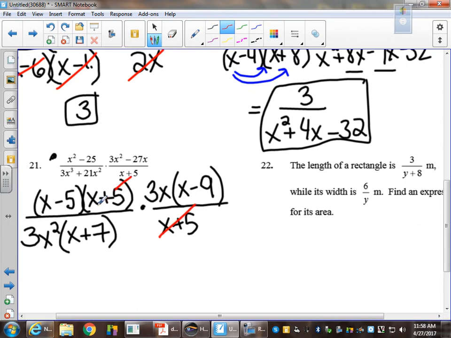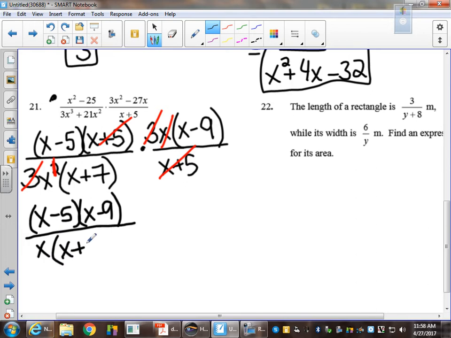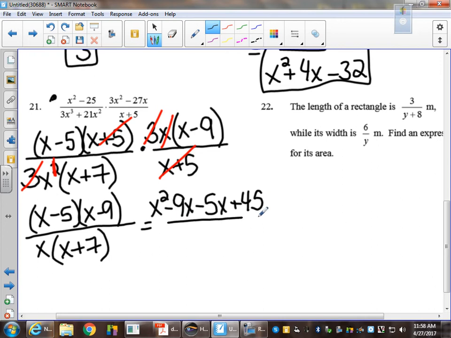We can cross off x plus 5, 3 and 3. We can also cross off the x and let there be 1 left, and now multiply across. So we're going to have x minus 5 times x minus 9 all over, don't forget about this x that's left, times x plus 7. Now we can continue simplifying. We're going to have x squared minus 9x minus 5x plus 45 over x squared plus 7x. We just distributed.